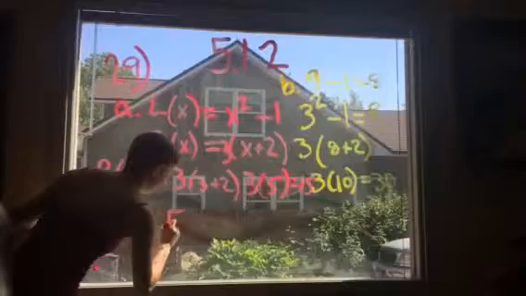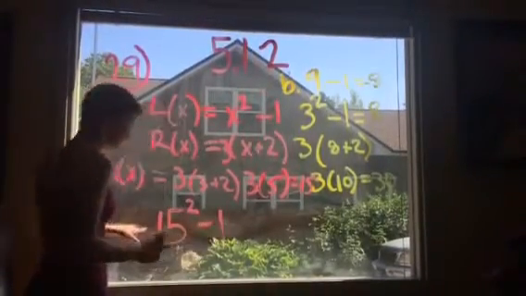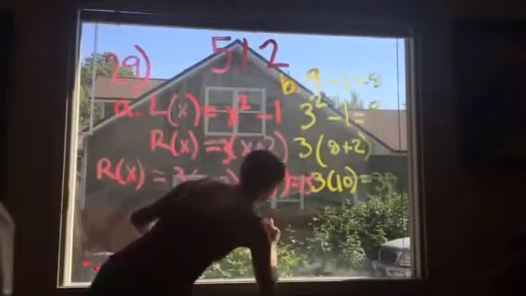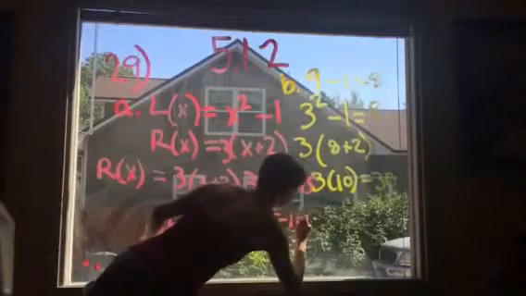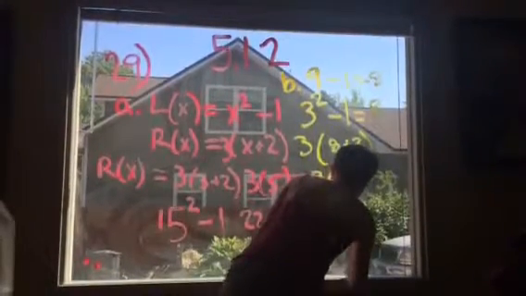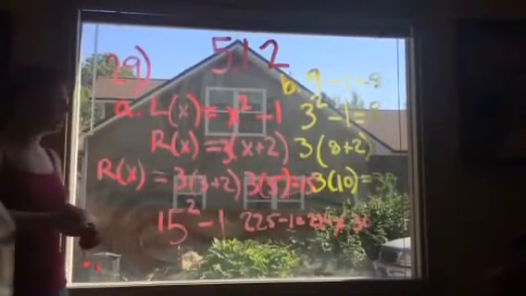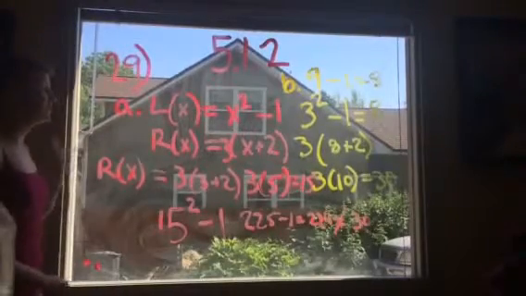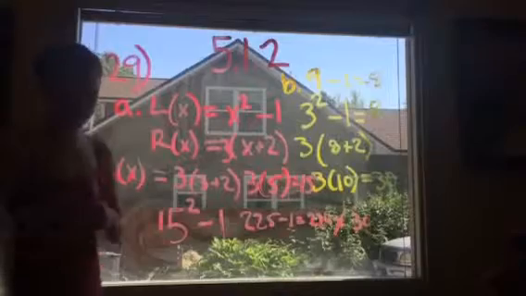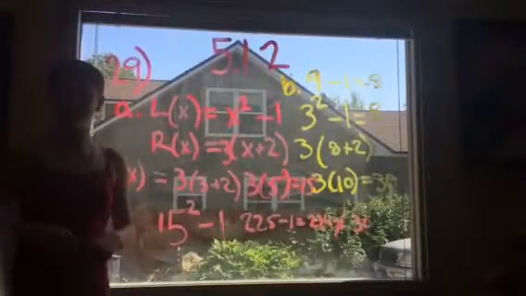And then we're going to take that 15 and put it into Lacey's function. So 15 squared minus 1. 15 squared is 225. So 225 minus 1 equals 224, which does not equal 30. So when you reverse the order of the function machines, you do not get the same output. So that would be the justification for this, is that 224 is not equal to 30.